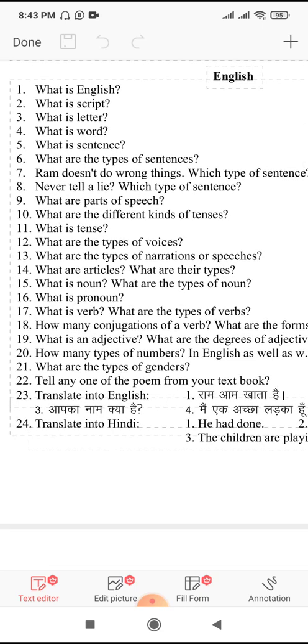Now that is the subject English. What is English? English is not just a language, English is a style, a living style. Okay, the language spoken by the Britishers is called English. What is a script? The graphical representation of sound is called a script.